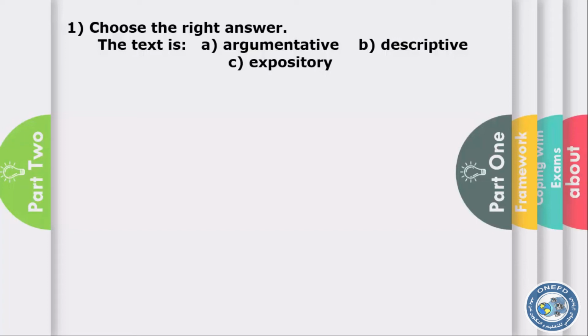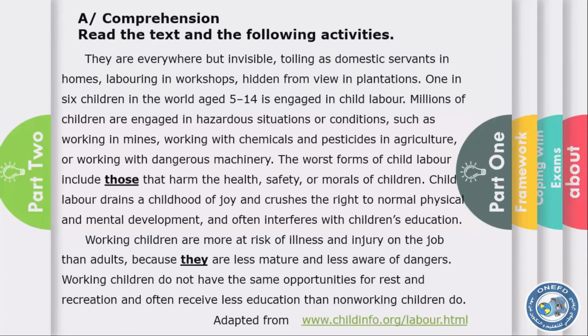So I repeat, choose the right answer. The text is argumentative, descriptive, or expository. So our text here is expository. Why is it expository? First, it exposes a phenomenon. And what is this phenomenon? It is the phenomenon of child labor. It is defining it, explaining what child labor is in simple words, and it is telling us the causes of child labor and the most important effects of child labor, the effects that affect children, of course.